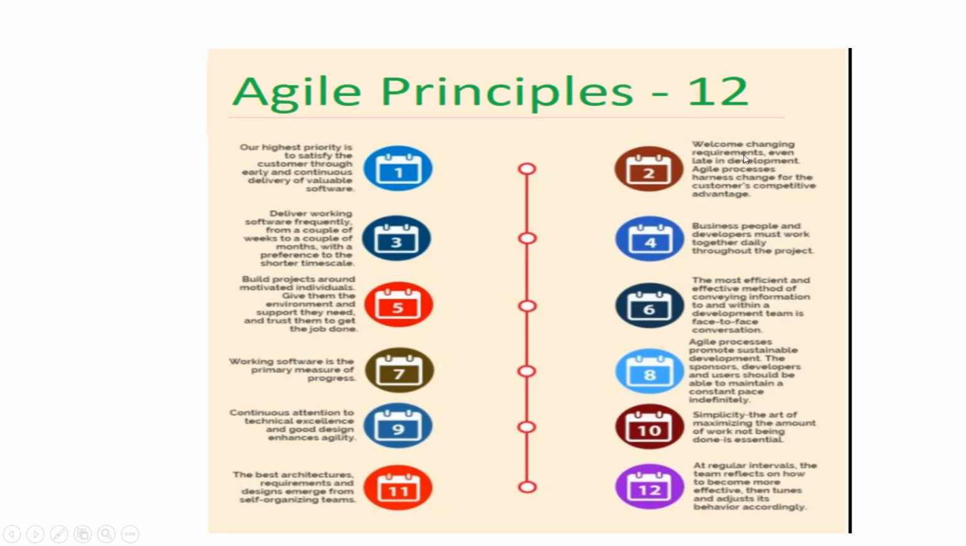And coming to the second principle: welcome changing requirements, even late in the development. Agile processes harness change for the customer's competitive advantage. So basically, we need to adapt to the change. Even when the customer requests a change late in the project phase, we have to implement it. Why do we need to wait for another project to explore another iteration when you can do it now and deliver working software frequently?